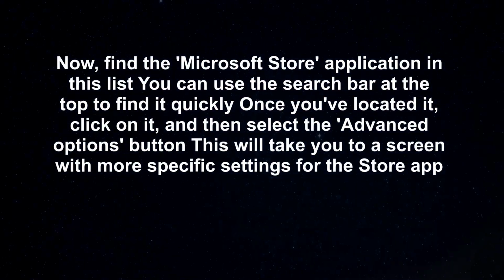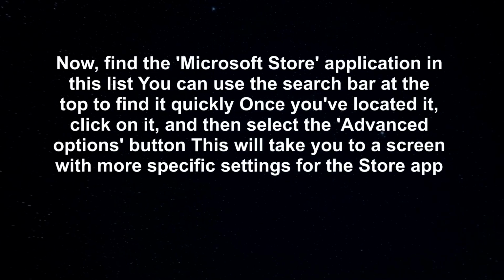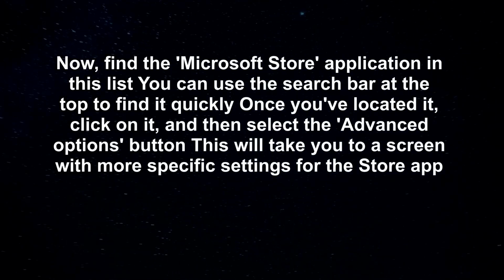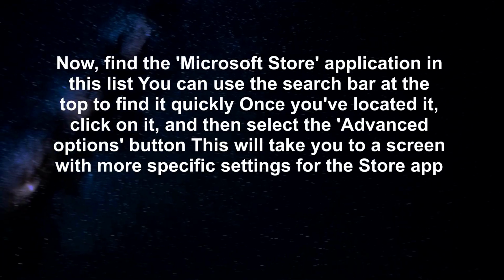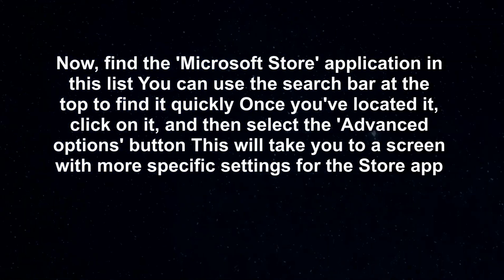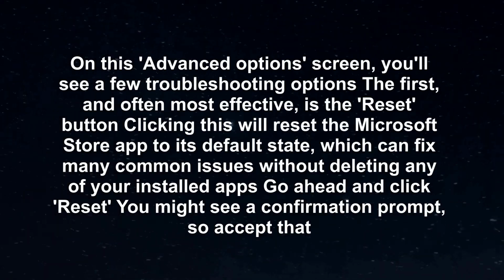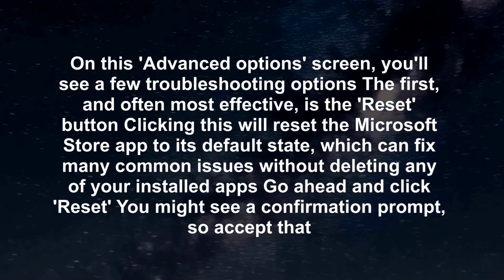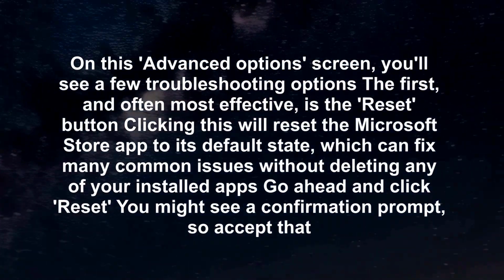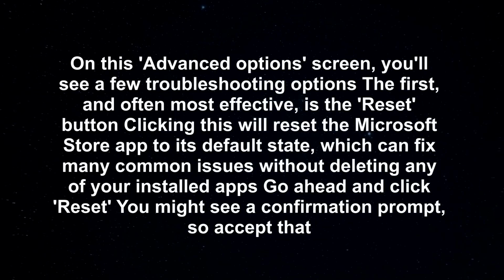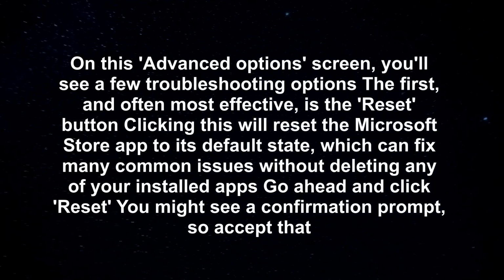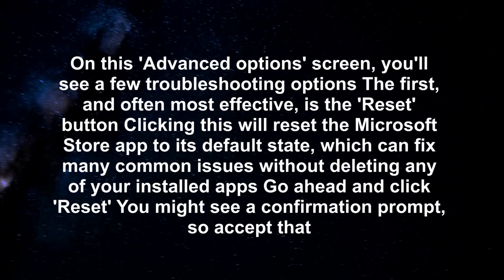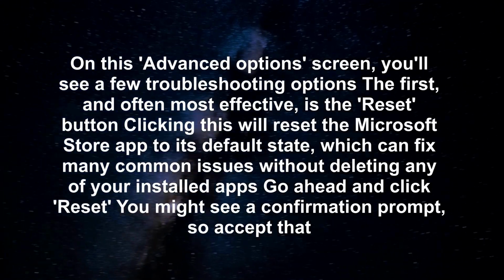Once you've located it, click on it, and then select the Advanced Options button. This will take you to a screen with more specific settings for the Store app. On this Advanced Options screen, you'll see a few troubleshooting options. The first, and often most effective, is the Reset button. Clicking this will reset the Microsoft Store app to its default state, which can fix many common issues without deleting any of your installed apps.